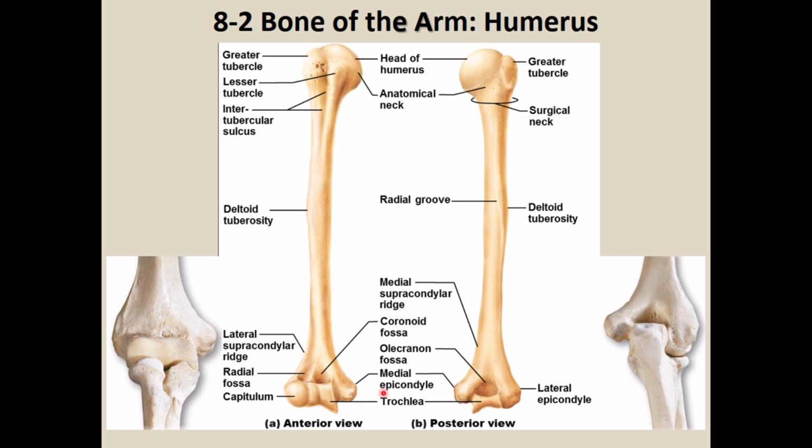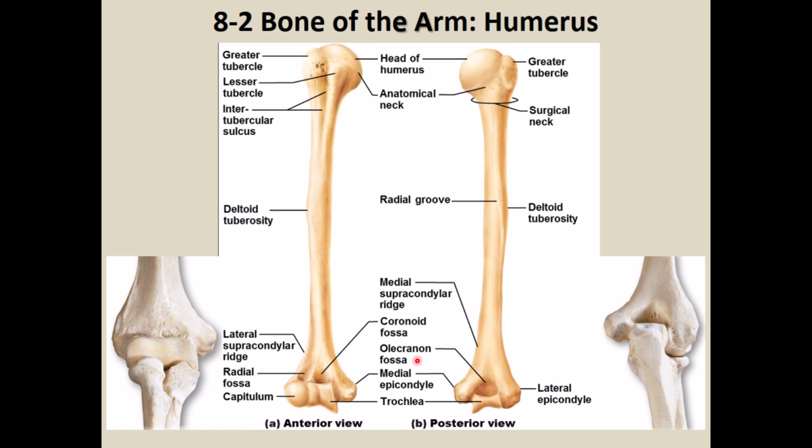Another structure that you see is called the epicondyle. Epicondyle means above the condyle. Condyle is an articular surface, usually half spherical. So this is above that. So this is the medial condyle, and that is the lateral condyle.